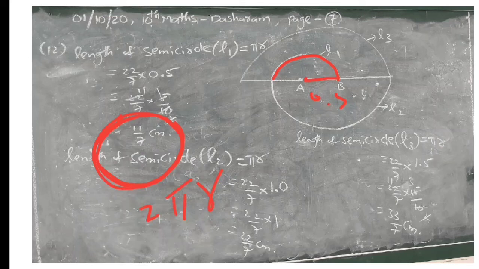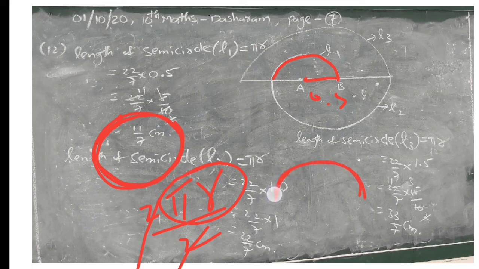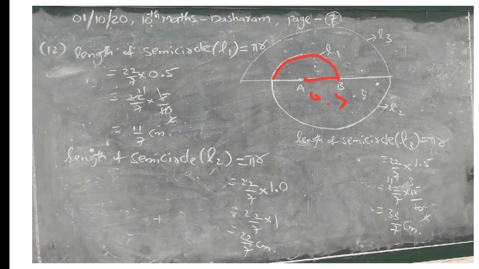Now here what happened? He took only half of the circle length. Then the formula will become divided by 2. Here 2 cancels, pi r. So to find this length we have to use the pi r formula. Okay, so here I used the pi r formula.